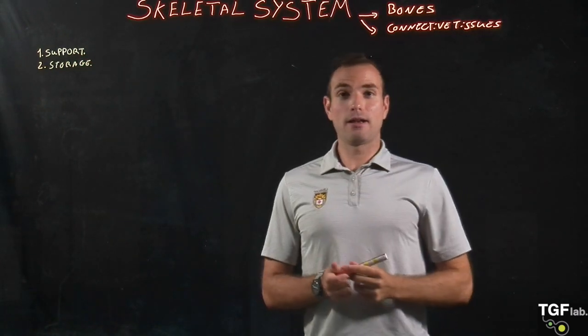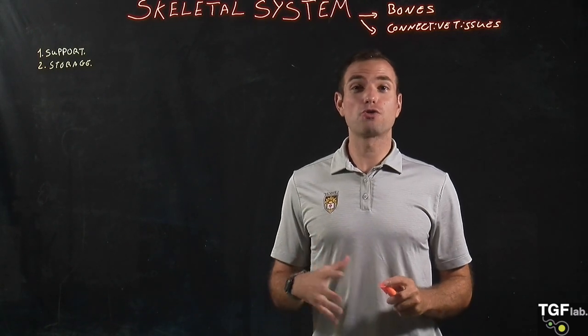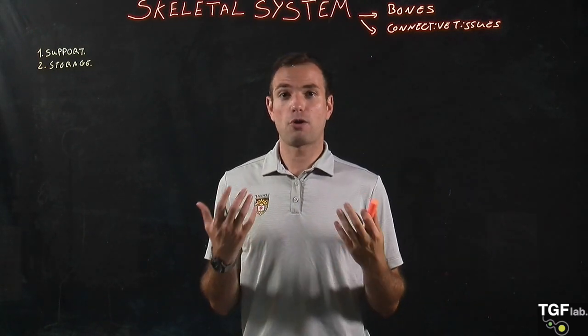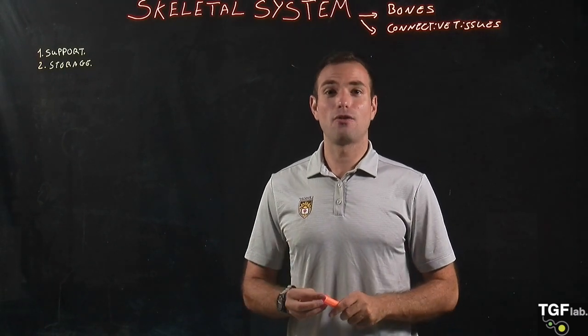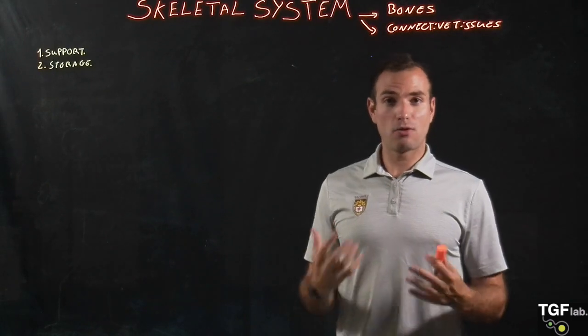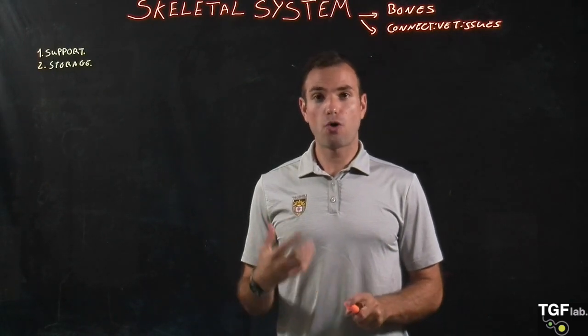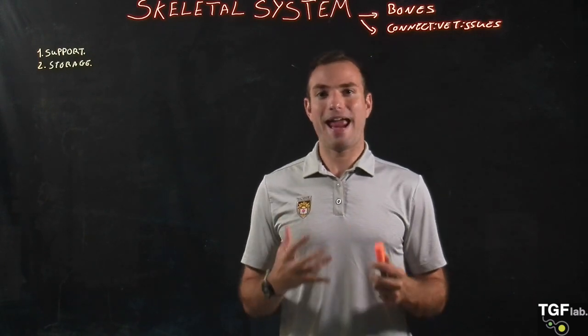Inside our bones, we are going to store different minerals, and also we are going to store lipids. In our bones, we store calcium and potassium and also phosphate. And also inside the bone marrow in the medullary cavity, we are going to store lipids and fat. So that's huge energy storage.